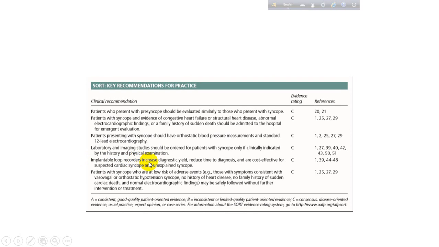Implantable loop recorders increase diagnostic yield, reduce time to diagnosis, and are cost effective for suspected cardiac syncope and unexplained syncope. Patients with syncope who are at low risk of adverse outcomes, for example, those with symptoms consistent with vasovagal and orthostatic hypotension syncope, or no history of heart disease, no family history of sudden cardiac death, and normal ECG findings, may be safely followed without further intervention and treatment.